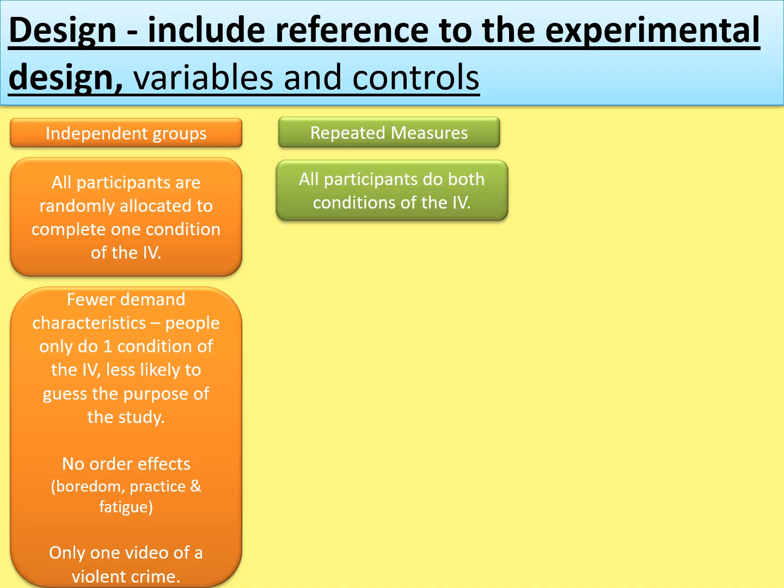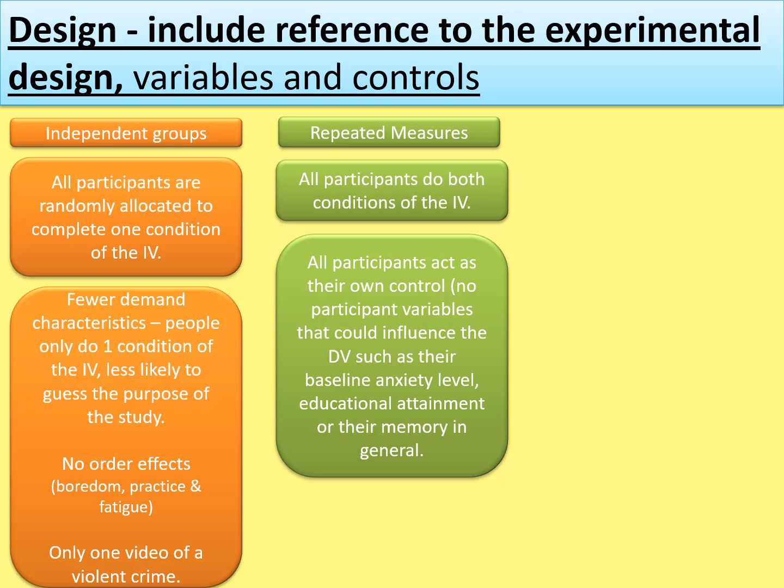So you say what it is. So in repeated measures design, all participants do both conditions of the IV. You might want to just put in there, that means they'll have anti-anxiety medication to watch one video, and no medication or a placebo to watch the other.